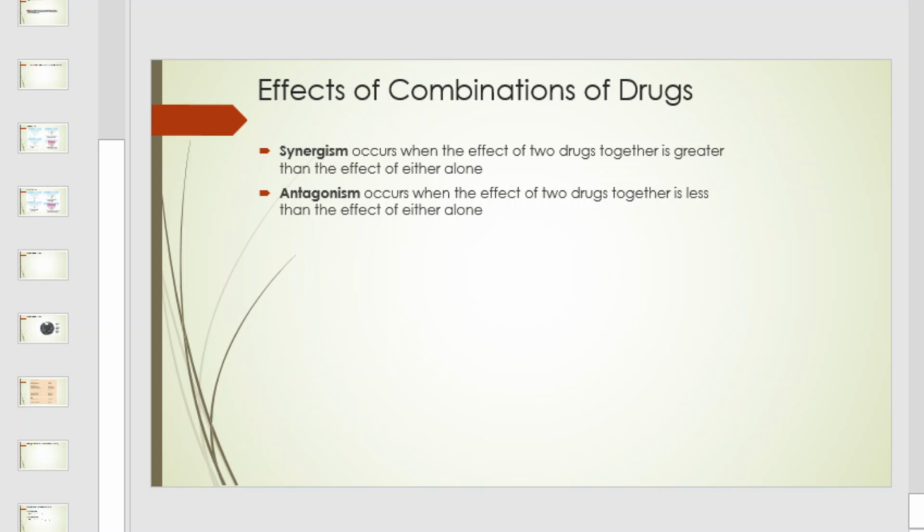The effects of combinations of drugs, our final slide: synergism and antagonism. When taking drugs, it's important to take into account all medications that patients are currently using. Synergism occurs when the effect of two drugs together is greater than the effect of either alone, while antagonism is a situation where the effect of two drugs together is less than the effect of either alone.